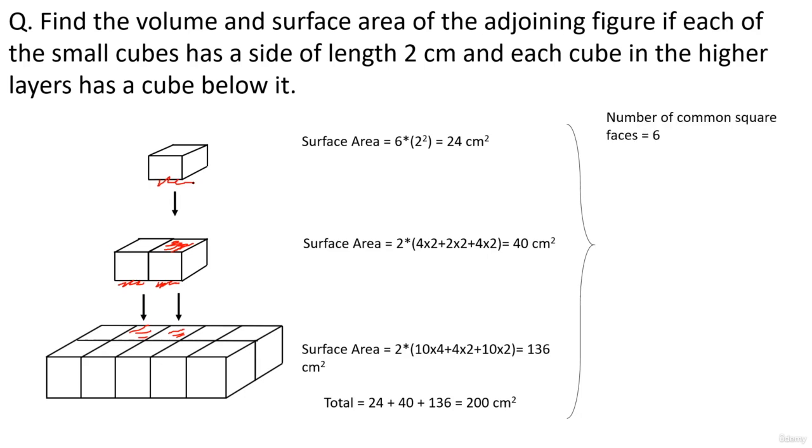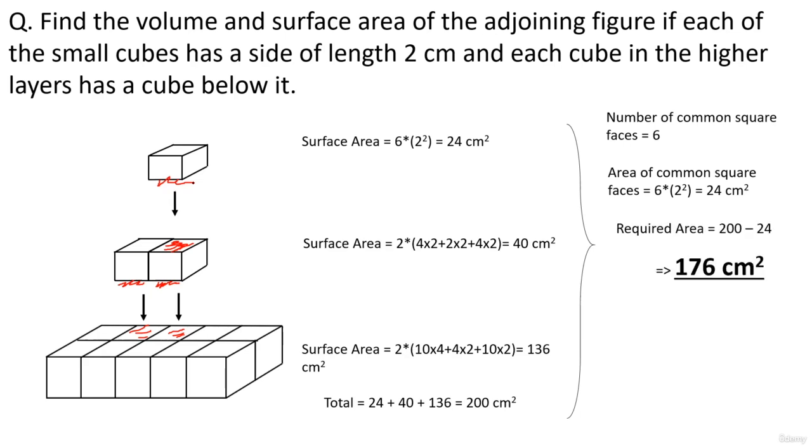So all these 6 areas will be nothing but squares, and the area of each square is 2 squared, right? So the total common area, the area of the common squares, is 6 times 4, which is 24 centimeter square. So from 200 you subtract 24, you get the final surface area as 176 centimeter square, right? It's as simple as that. Let's go on to the next question, guys.